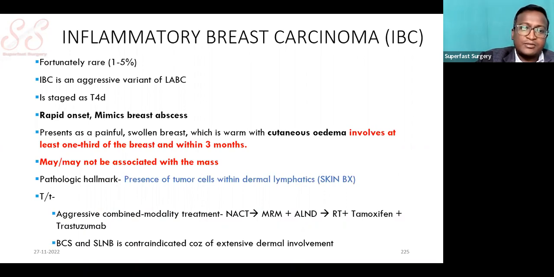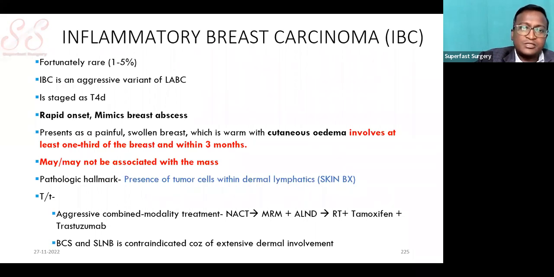Okay, and it involves at least one third. There is rapid progression within 3 to 6 months. Okay, and there may not be a palpable mass. So that is what makes it more confusing. The presence of tumor cells within dermal lymphatics is a pathological hallmark.